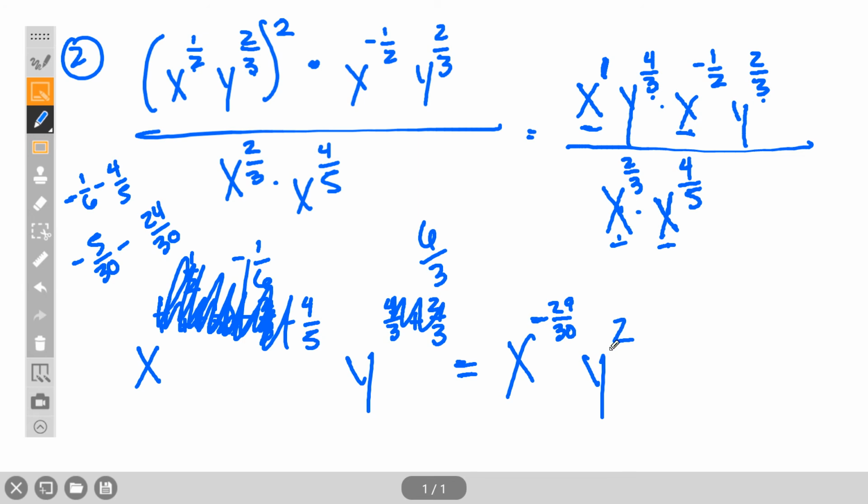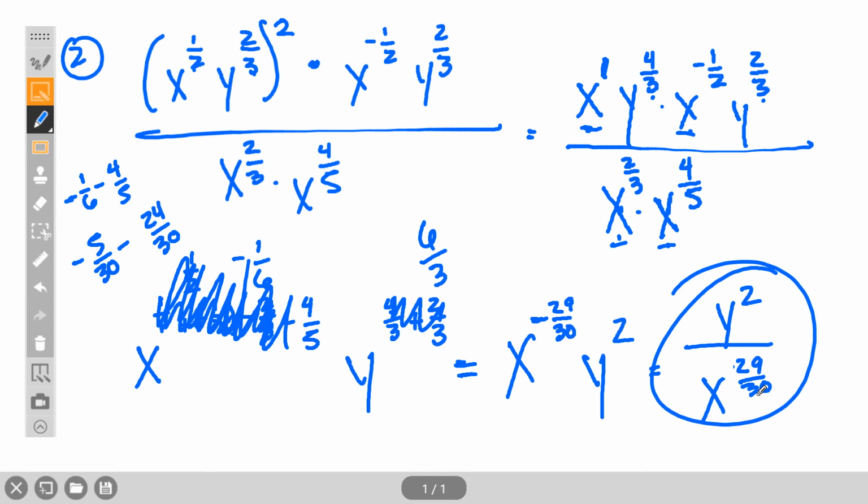Okay, so my first problem got rid of the parentheses. My second thing I needed to do was combine all the bases into a single base of x. And now I just need to make sure there's not any negative exponents. So this term right here, the y squared can stay in the numerator, but this x is going to have to go in the denominator and become positive. So y squared over x to the 29/30.